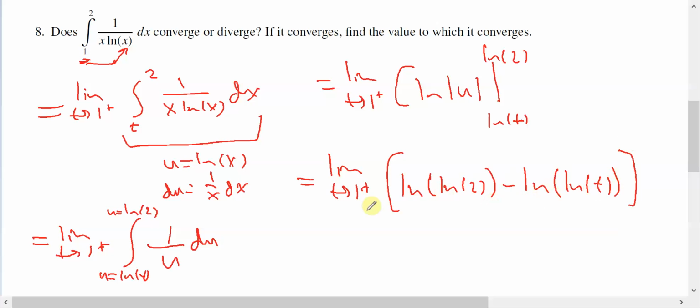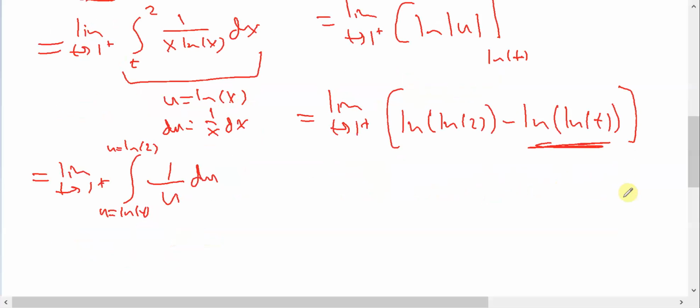All right, but I do have to figure out now what happens when I let t go to 1. And so I've got a natural log of t. So it does come down to really knowing my natural log graph. It looks like this. And so what this is saying is t is going to 1 from this side. Well, as t goes to 1, we can see that what's inside the natural log will go to 0. So this natural log in here, as t goes to 1, is going to 0.